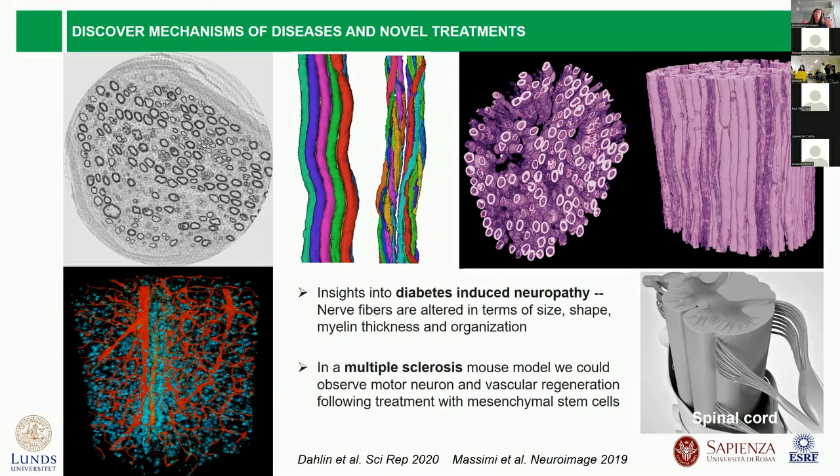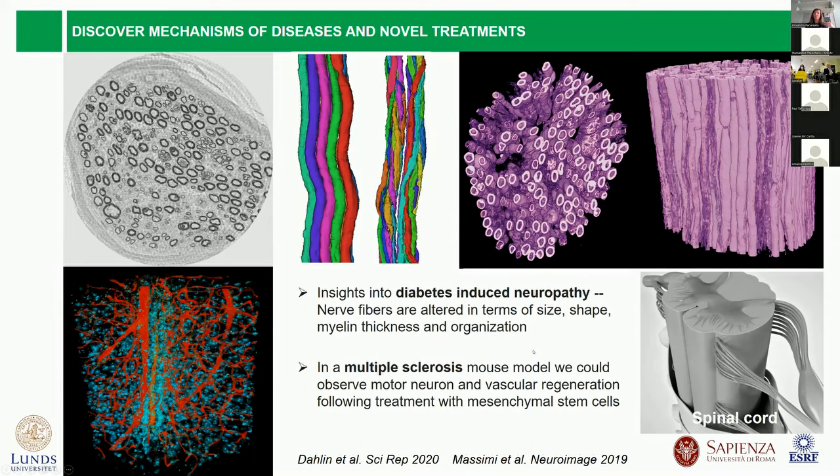And then a lot of the work is done, of course, in model organisms. So for example, in a mouse model for multiple sclerosis, we could have a look at what happens when we try a treatment with mesenchymal stem cells. So in this case, we looked at tissue from the spinal cord.